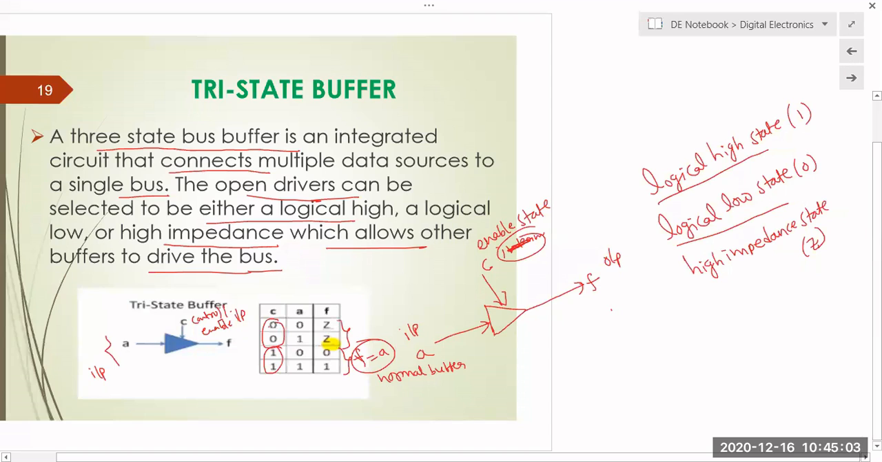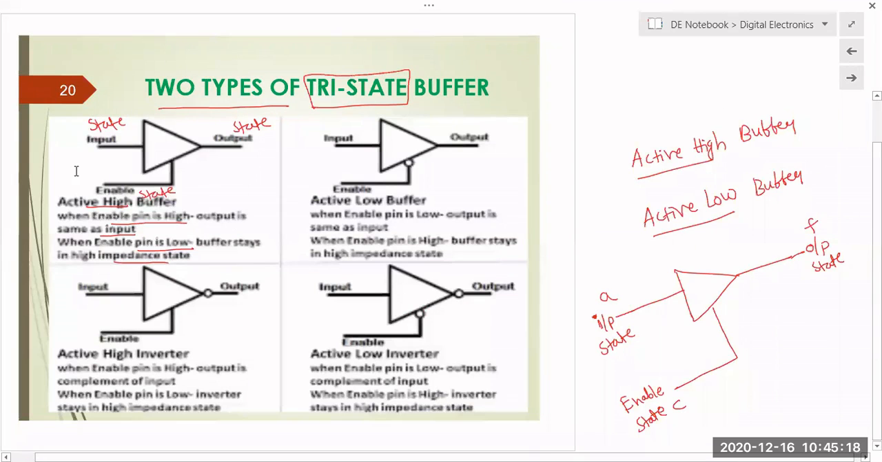But whenever the control input or enable input is 0, it is acting like high impedance state. High impedance means I cannot determine the output, whatever the input is. Yes, sir, it depends on the control unit, that is, the enable input. So in case of this active high buffer, whenever the enable pin is high, the output is the same as input, like a normal buffer. But when the enable pin is low, the buffer stays in the high impedance state, that is Z.